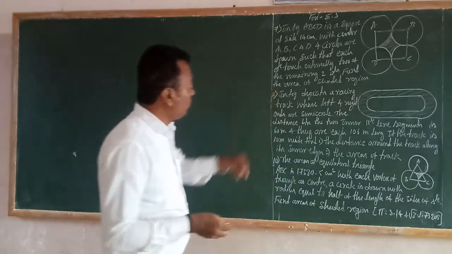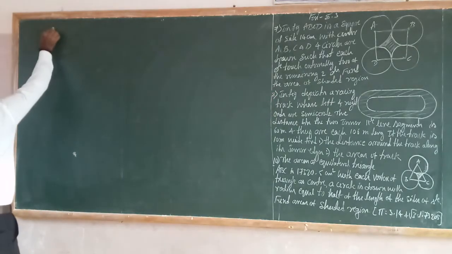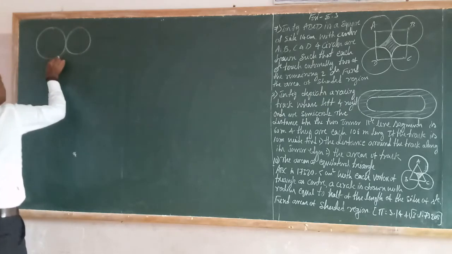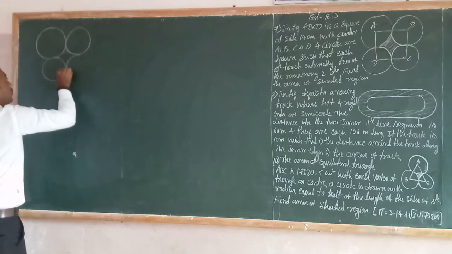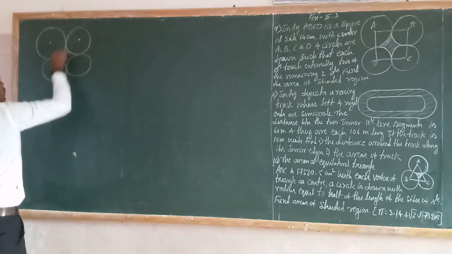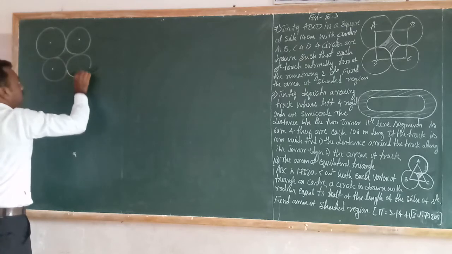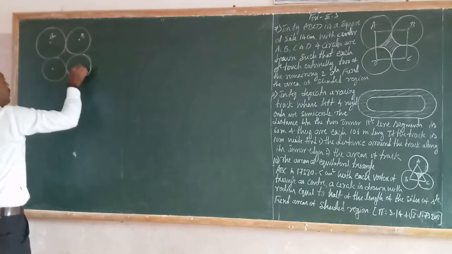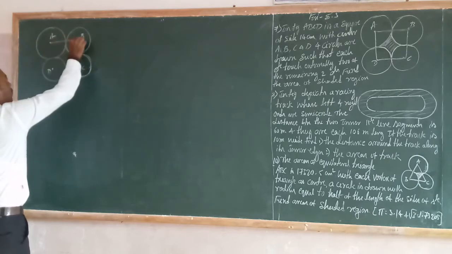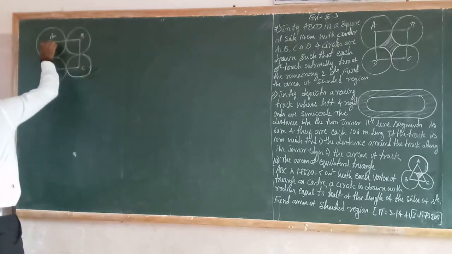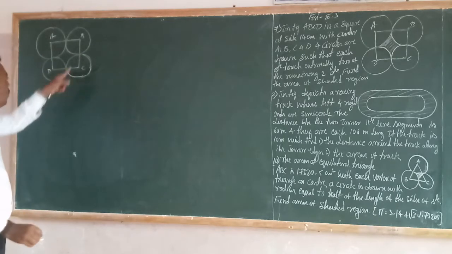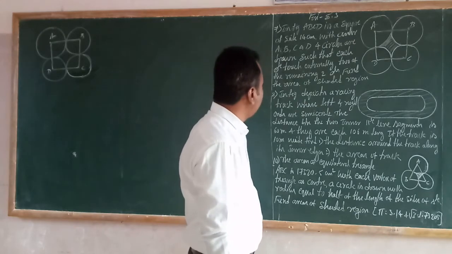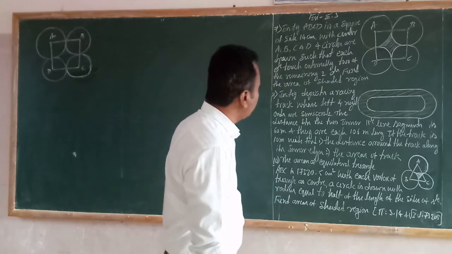Look at the figure. There are four circles. These circles touch externally. A, B, C, D are the centers of the four circles. If you join all these centers, it becomes a square. And each circle touches externally two of the remaining circles. Find the area of the shaded region.